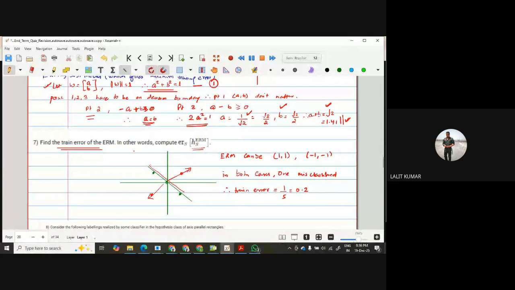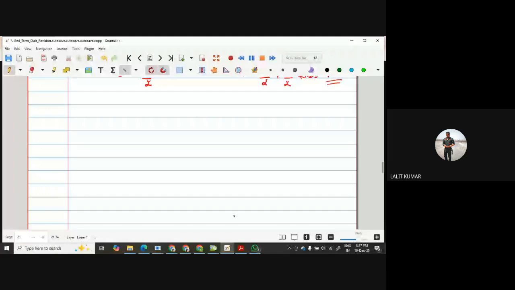And if we take this, there is one misclassification. So train error is equal to 1 by 5. Is this okay, Surabhi? We are classifying based on the line going through, like y is equal to minus x.